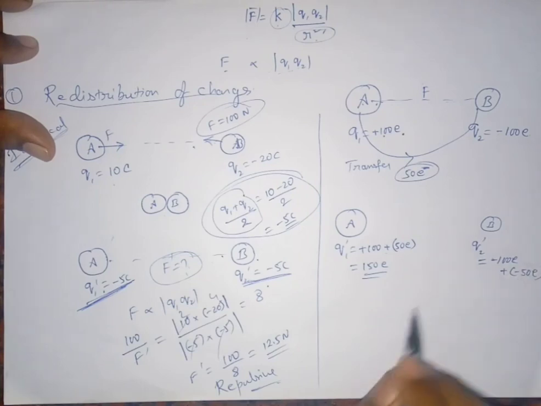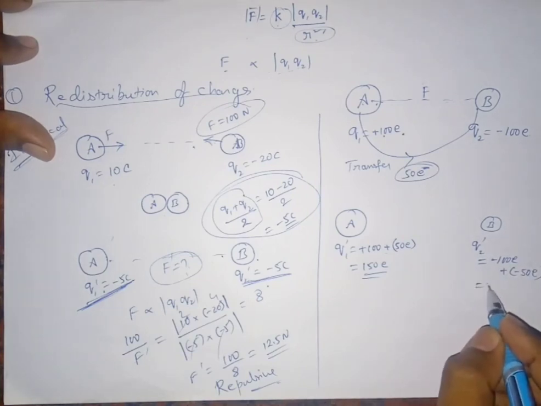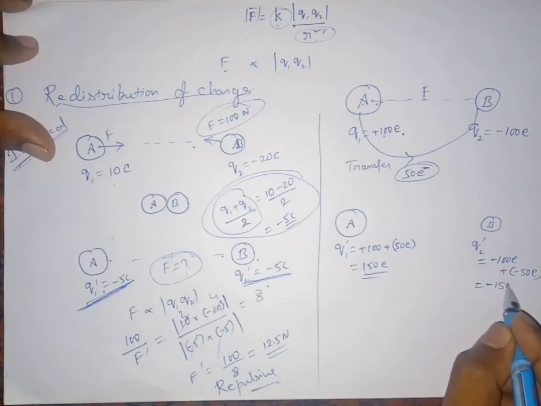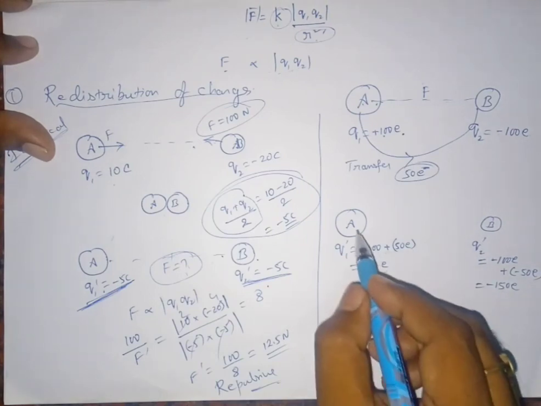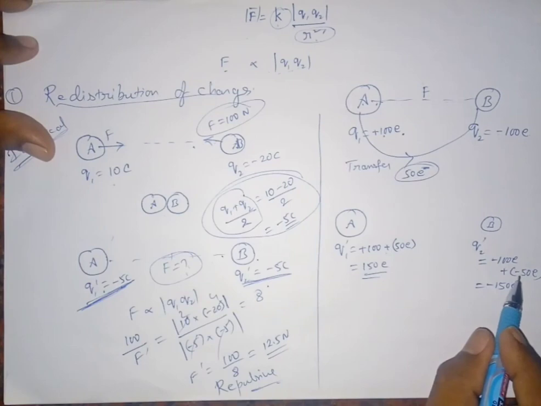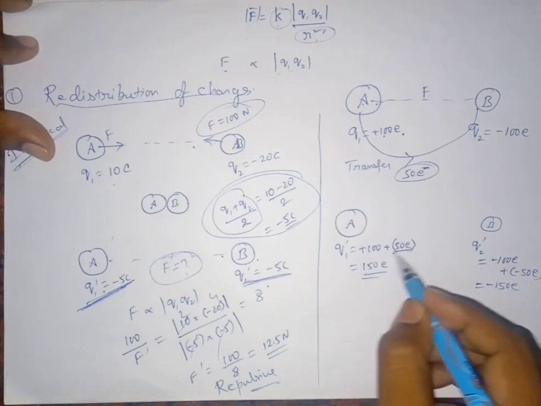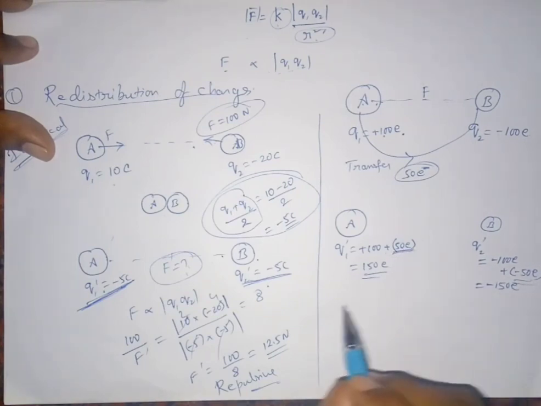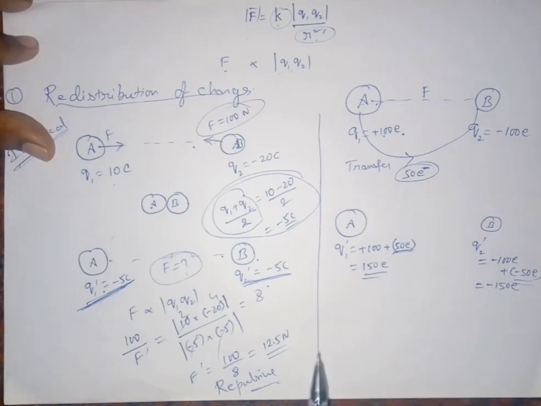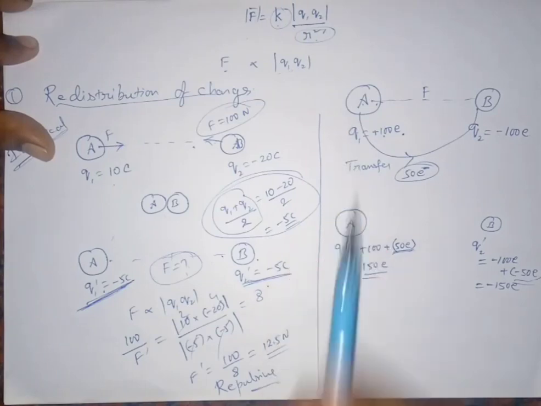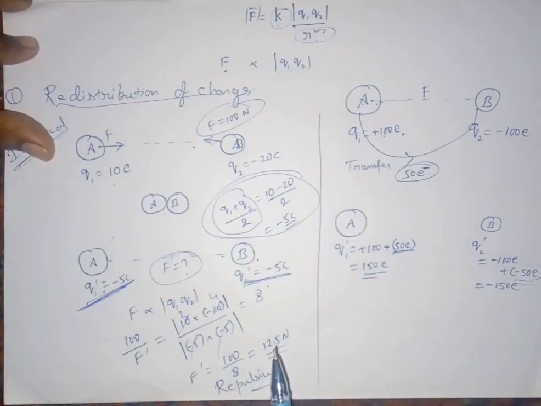So we are adding some negative e. So the total value becomes minus 150e. Whether it is removing electrons or adding electrons, you are basically adding some charge. Here we add negative charge because we are adding electrons, and hence the body gets negative charge. Here we remove electrons and hence the body gets positive charge.